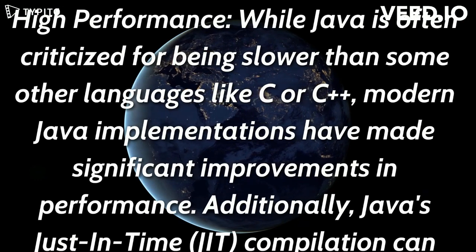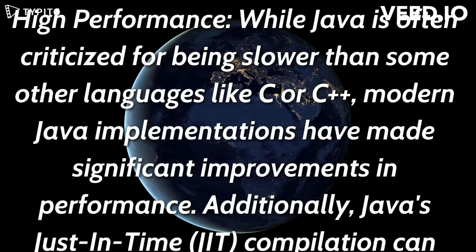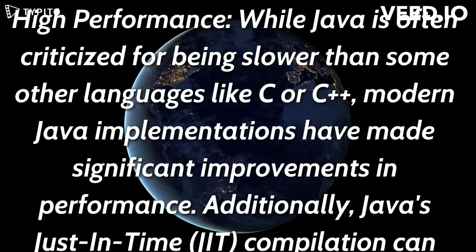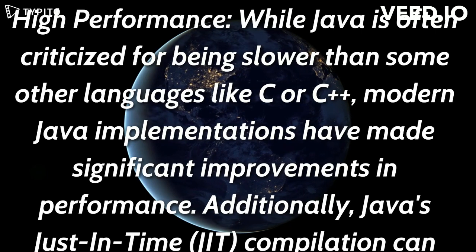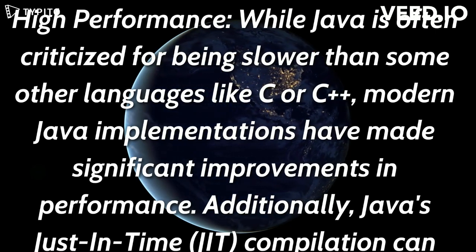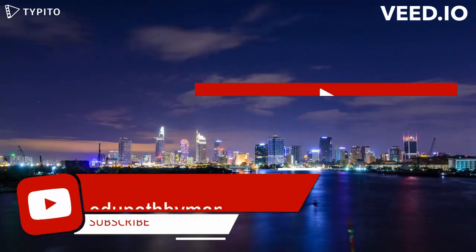High performance. While Java is often criticized for being slower than some other languages like C or C++, modern Java implementations have made significant improvements in performance. Additionally, Java's just-in-time (JIT) compilation can optimize code at runtime for better performance. These are just some of the key features that make Java a popular choice for software development.